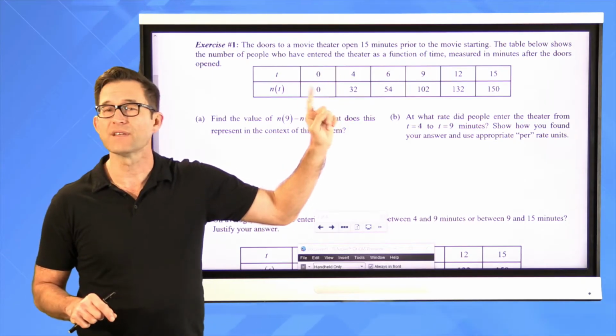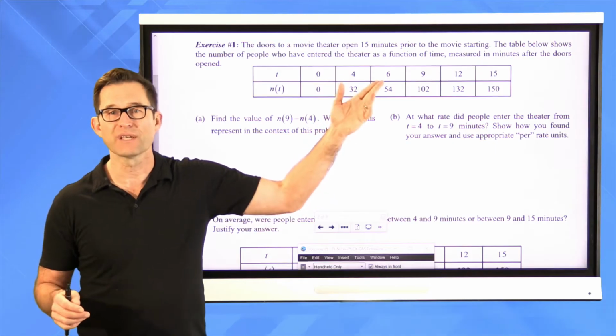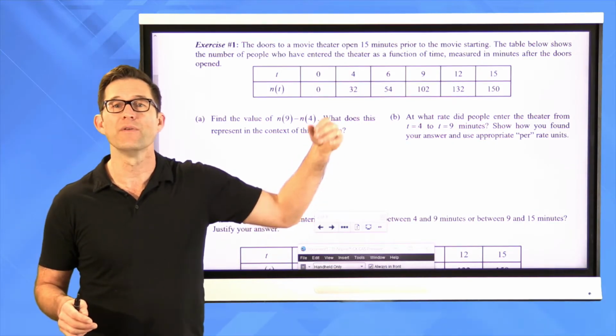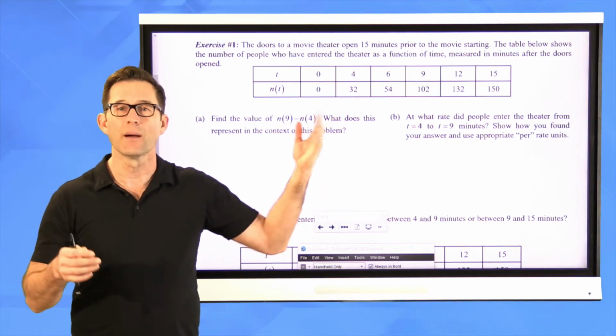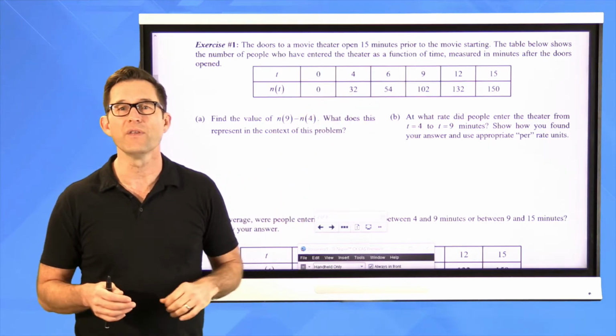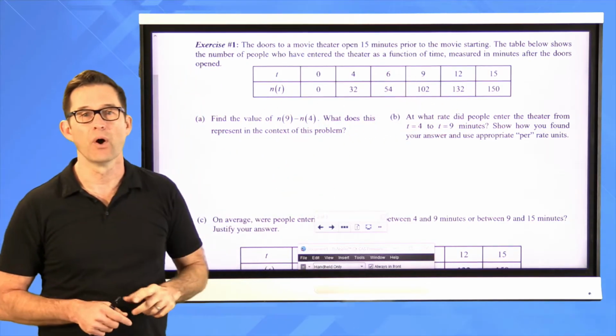After 4 minutes, if you counted all the people that were in the movie theater, there'd be 32. After 6 minutes, there would be 54. So that's the idea. This is the number of people that are literally sitting in the movie theater after this many minutes since the doors have been opened up.